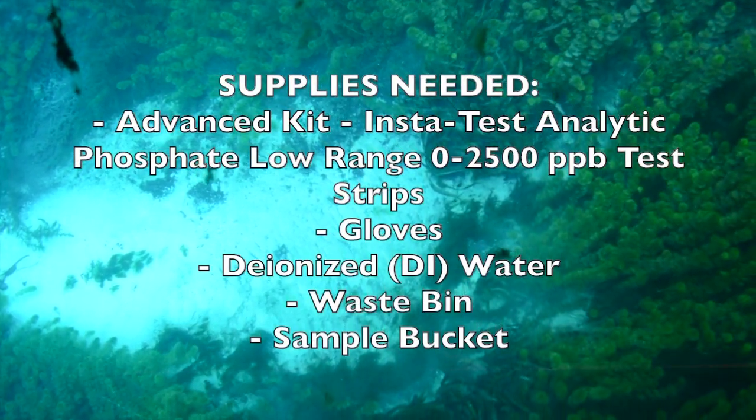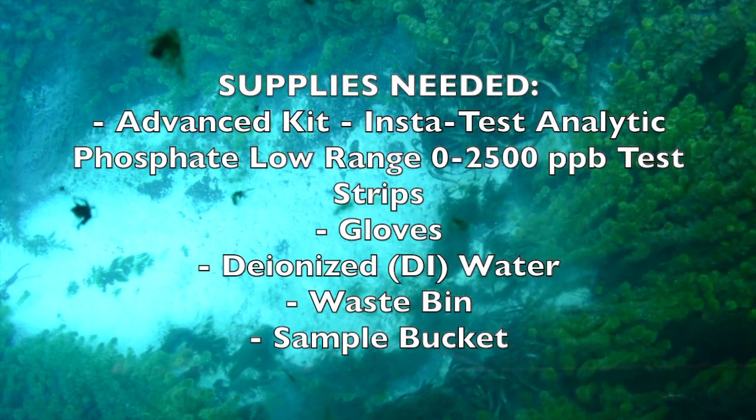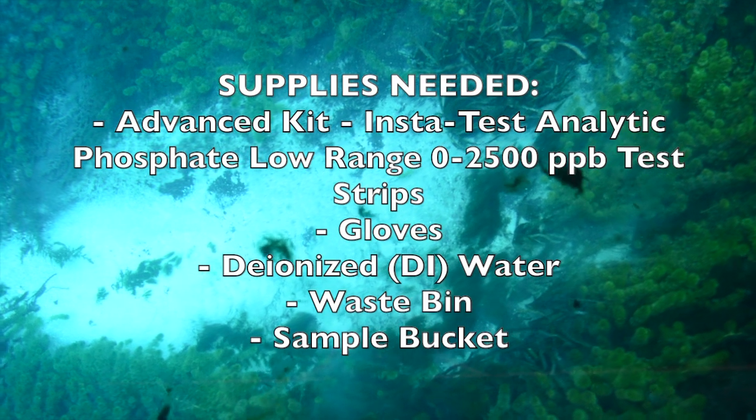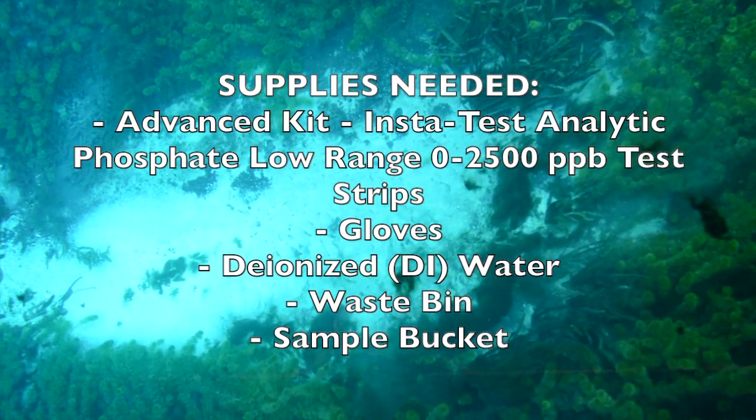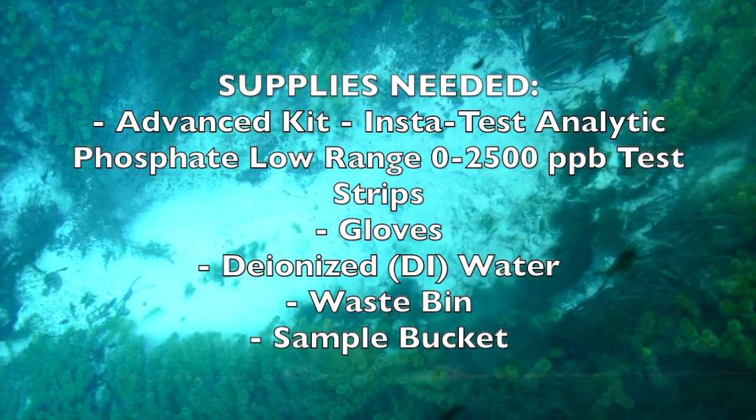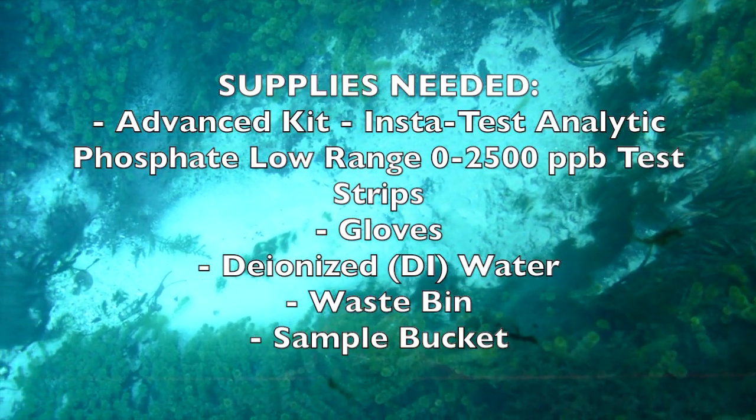Supplies needed for this method include the advanced kit with unexpired reagents. Specifically, we will be using the Lamont InstaTest Analytic Phosphate Low Range 0 to 2500 parts per billion test strips, gloves, deionized water, waste bin, and your bucket with sample water.